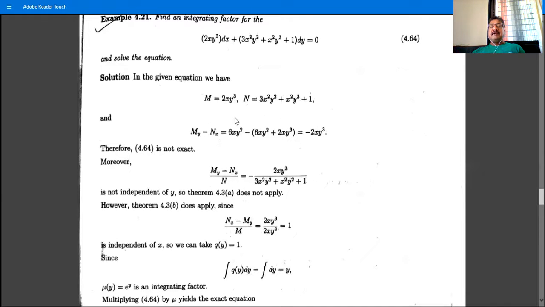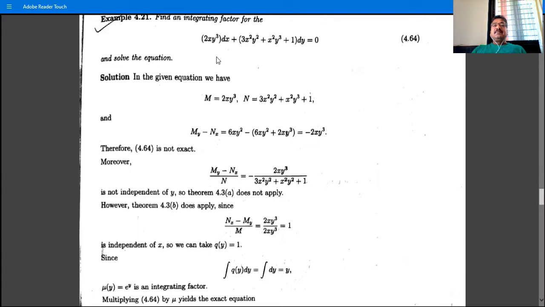N_x means ∂N/∂x, and M_y means ∂M/∂y, and we observe them right here separately. ∂M/∂y means M_y and N_x. And see, these two are not equal. This is ∂M/∂y, and this is ∂N/∂x. These two are not equal. So the given differential equation is not exact.